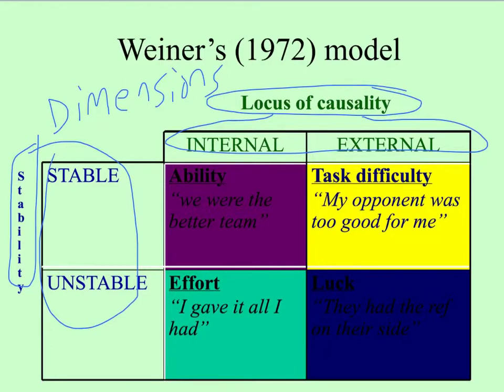So the other thing we also need to understand is that we have 4 groups. So within the middle here, you can see the different groups. These are them. So the first one is ability, right? So you could blame your victory on the fact that we were the better team. The second one is task difficulty, so this is external and stable, and that could have been that the opponent was too good for me, so something to do with your opponent's ability basically.